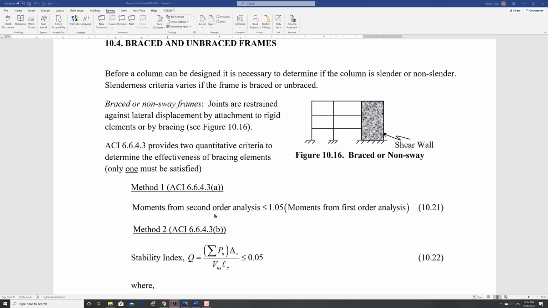Why? Because it depends on the analysis method you're using. If you're using first order analysis, you get one answer. If you're using second order analysis, you get a second answer. So what is the second order analysis?